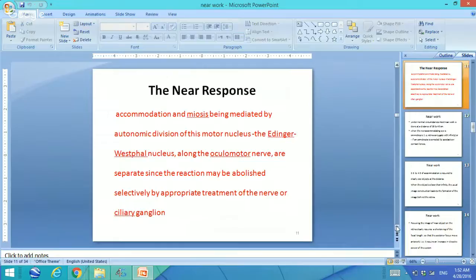Accommodation and miosis are mediated by the autonomic division of this motor nucleus, the Edinger-Westphal nucleus, of course, along the oculomotor nerve. These two are separate, since the reaction may be abolished selectively by appropriate treatment of the nerve or ciliary ganglion. This means they have two different pathways.